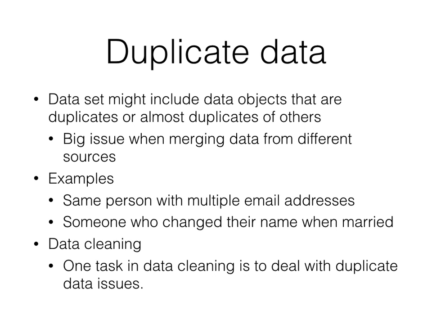Another thing that we look at is duplicate data. So the data set might end up having data objects that are duplicates or almost duplicates of others. This is often a big issue when we're merging data from different data sources. And often one common task in data analytics is washing data sets. So when you merge two data sets, you look to see if there's duplicates and then you get rid of them. And the reason you get rid of them is because they can cause issues.